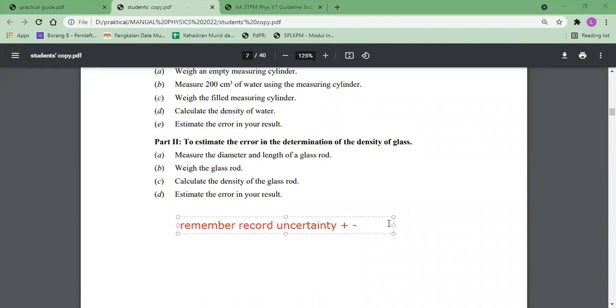Write it big on every page after the procedure. So every time you do the experiment, this sentence will remind you: don't forget the plus minus. Students always forget this, especially in experiment 1713. So 1713.